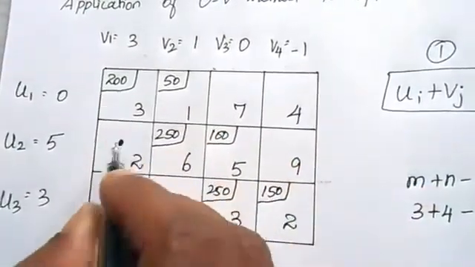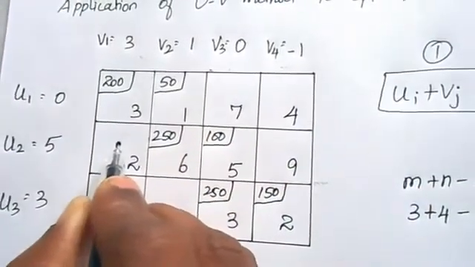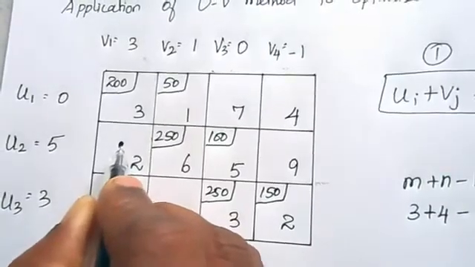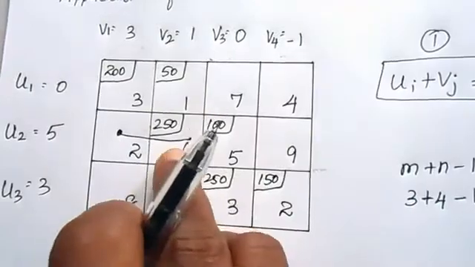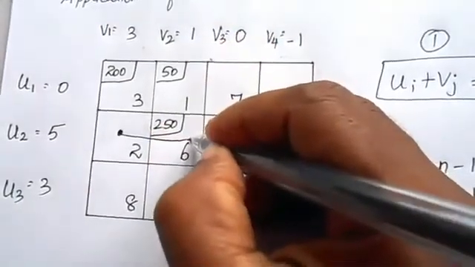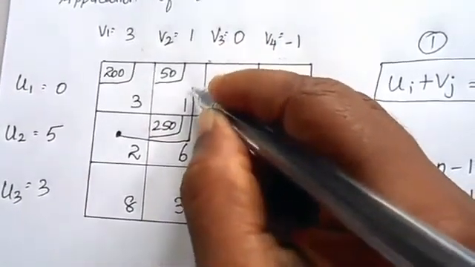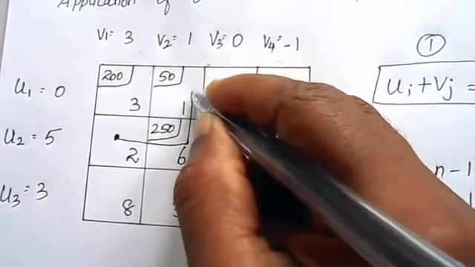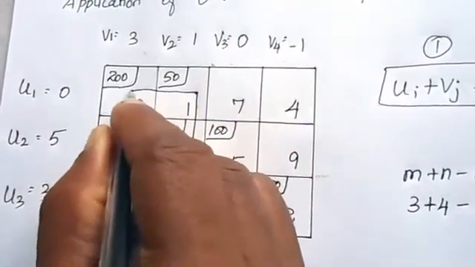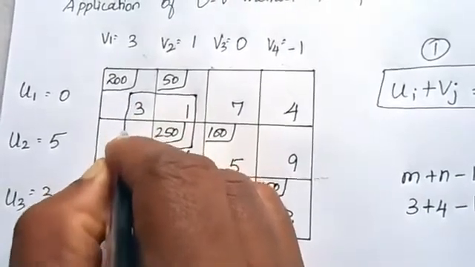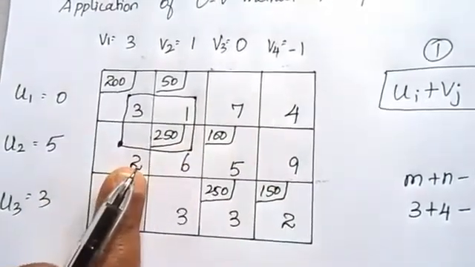So look at the loop. I am starting from here now. So now I need to move like this. Here I can take a turn because it's an allocated cell. So from here I need to turn like this. Here I am going to take a turn because this is also an allocated cell. From here I can turn like this because this is also an allocated cell. Okay, now I can join. So this is a closed loop I have drawn.